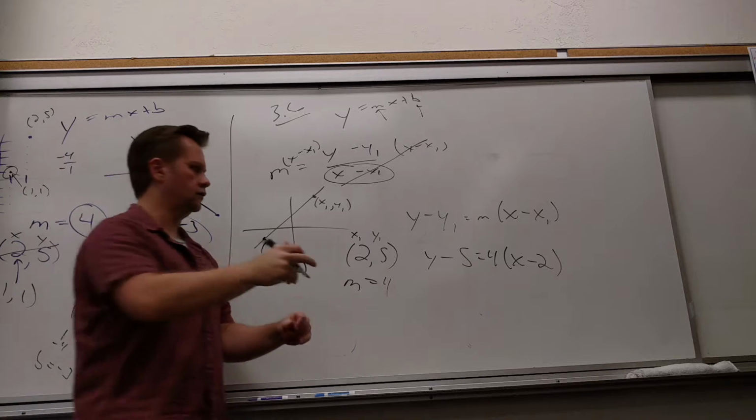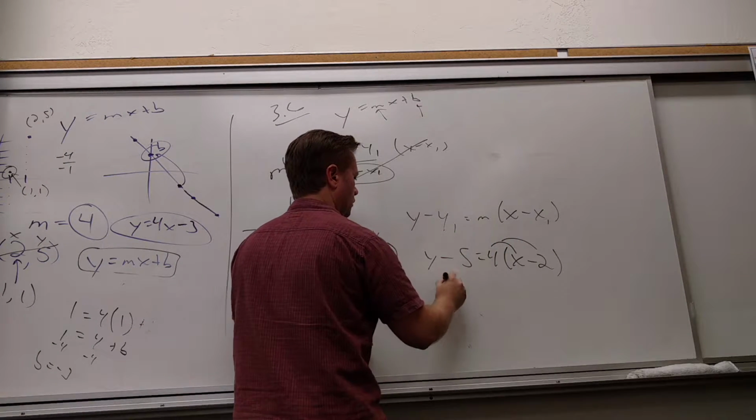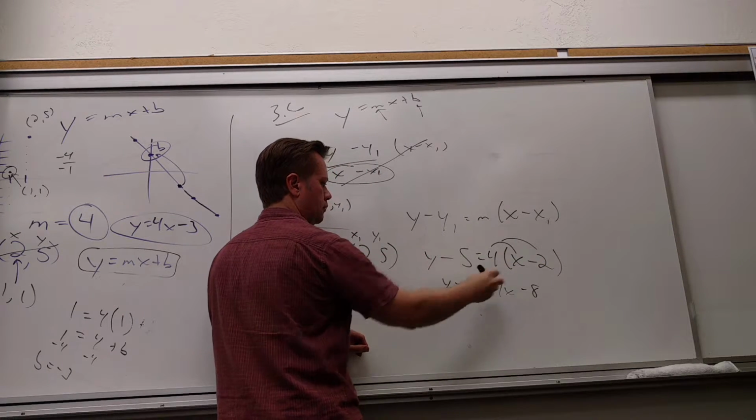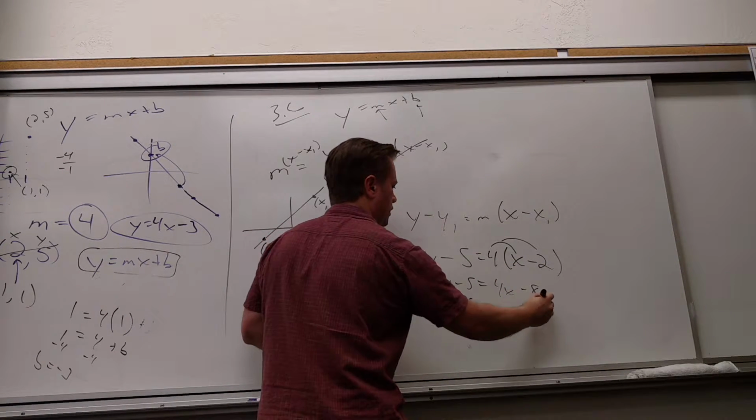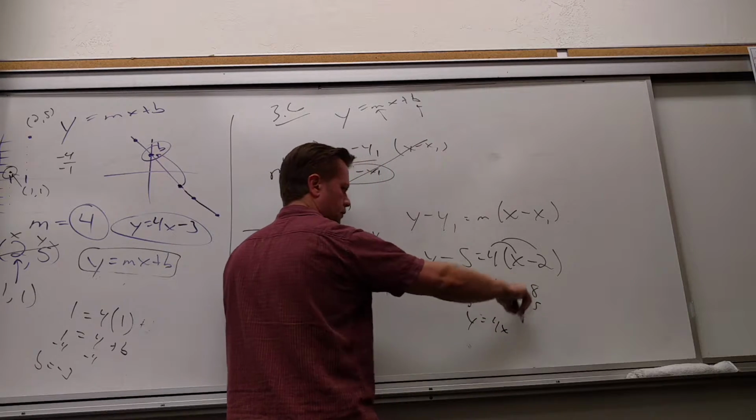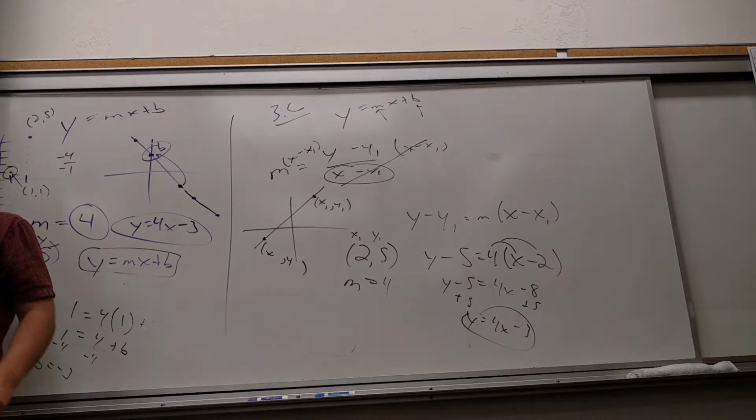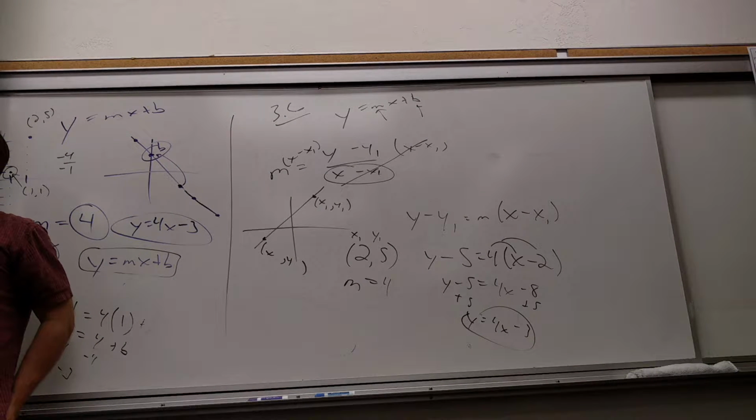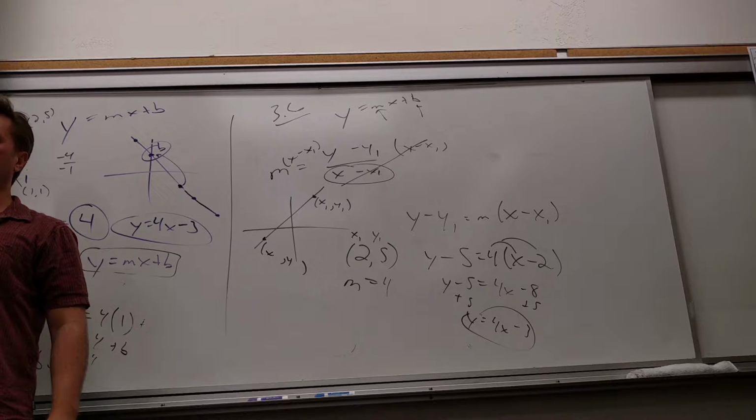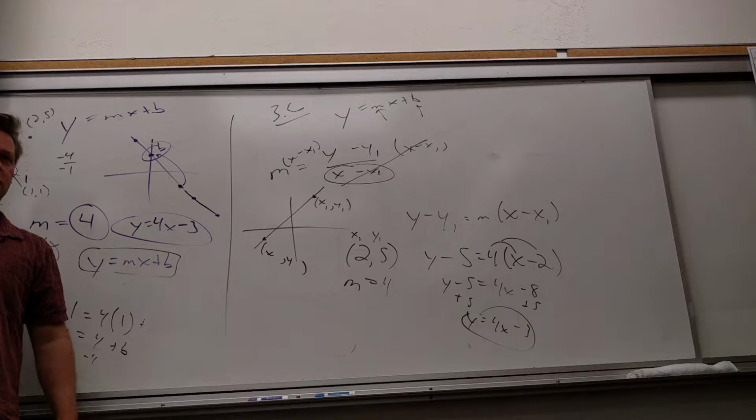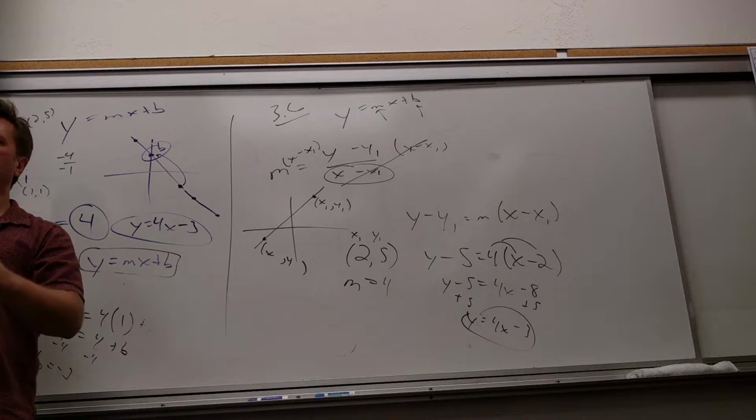Now can you simplify this? Y minus 5 equals 4x minus 8. Add 5 and you get y equals 4x minus 3. The same thing we got there. So you have to be able to do both ways. It's really easy here, but at home, one of them should make more sense. You have to be careful.